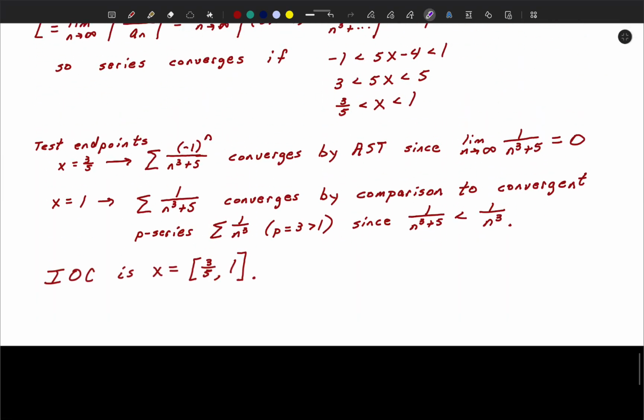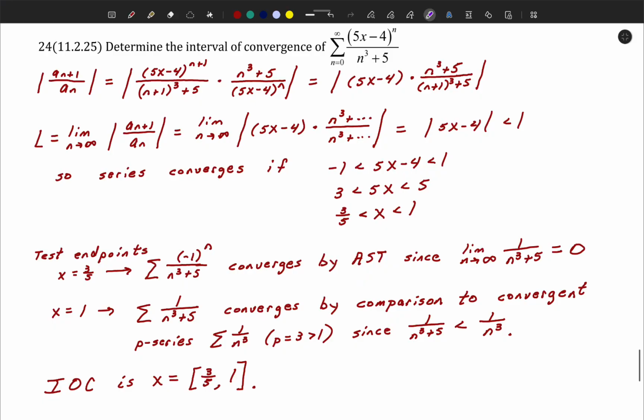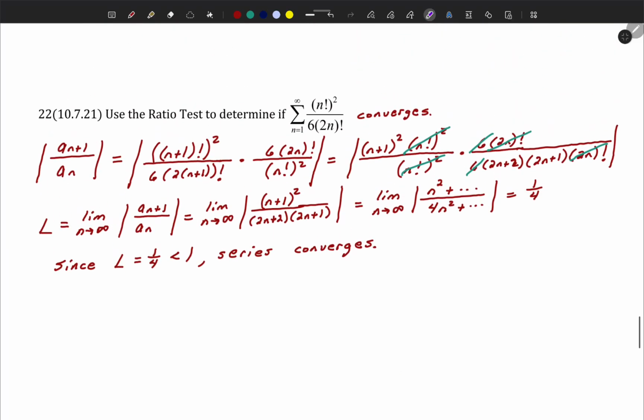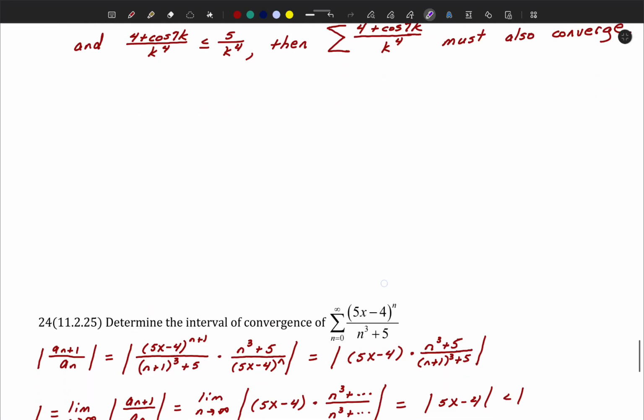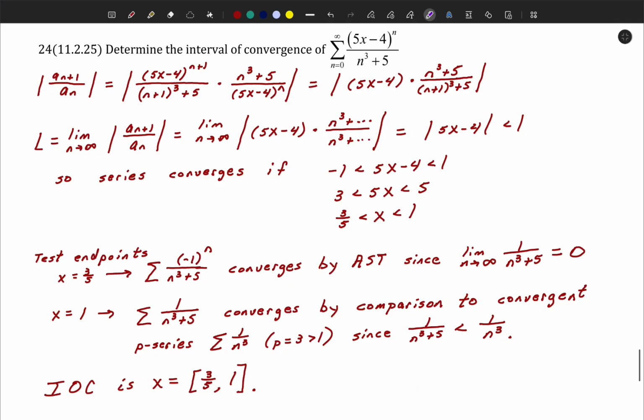Last problem, I believe. Yeah. So in 24 here, I'm asking you to find the interval of convergence. And again, with these problems, you always find the interval of convergence using the ratio test. So problem 22 and problem 24 might as well just say use the ratio test. You find the interval of convergence using the ratio test.